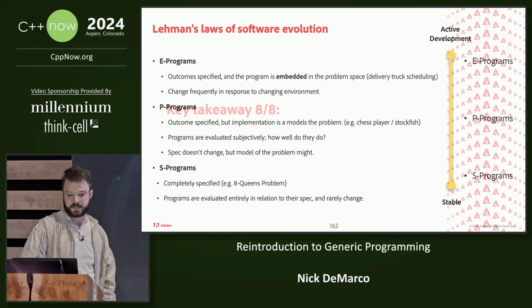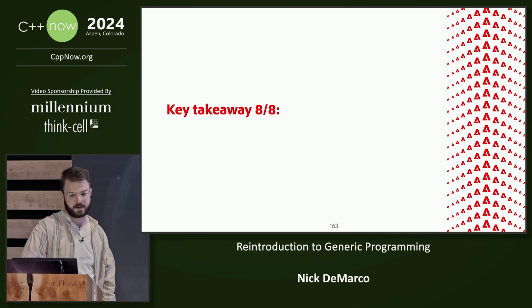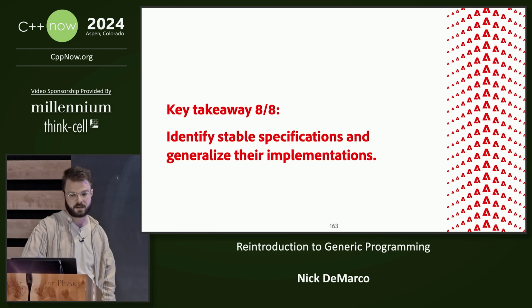All right, I'm low on time here. So I made it. Key takeaway 8 of 8: identify stable specifications and generalize their implementations. Wow, that's all I got. Thank you everyone for listening. This was a lot of fun. I'll take questions.